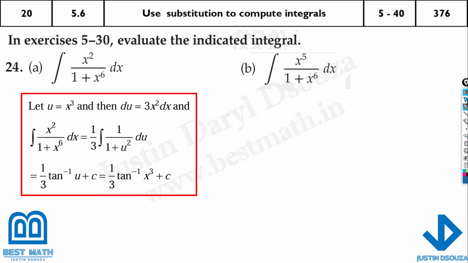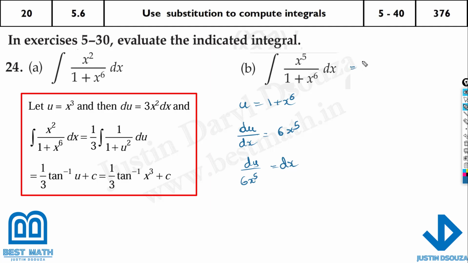What about this one here? Here what we do is we will have to assume u as the entire denominator, because then only the numerator can be cancelled. It's 1 plus x to the power 6. Don't take just one term, take the entire thing in the denominator. And du divided by dx would be equal to 6x power 5. And let's rearrange this. It'll be du divided by 6x raised to the power 5 is equal to dx.